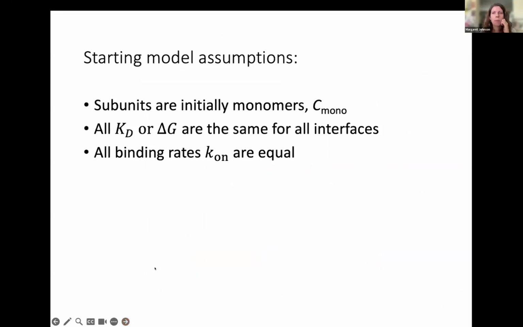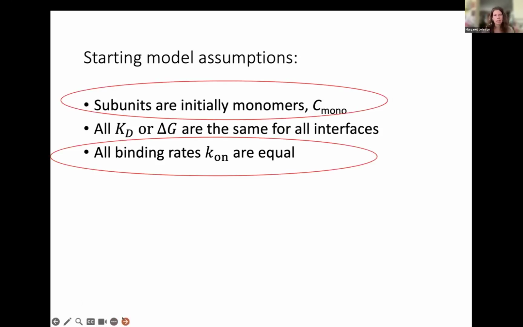Okay, so we're going to start out with the very simple model assumption. All of the subunits, whether it's a 3, 4, 5, 6, 7 are all monomers. The KDs and the free energies are just a log transform apart. They're the same for all of the pairwise interfaces. And initially, we're going to assume all of the rates are equal.